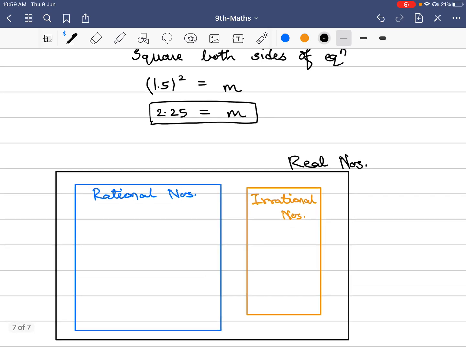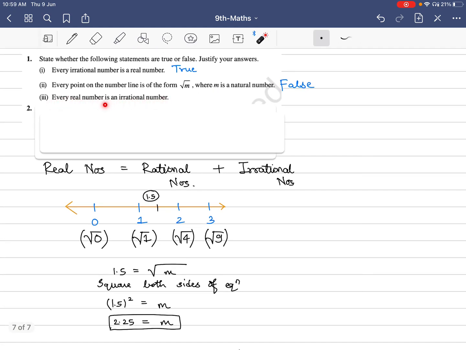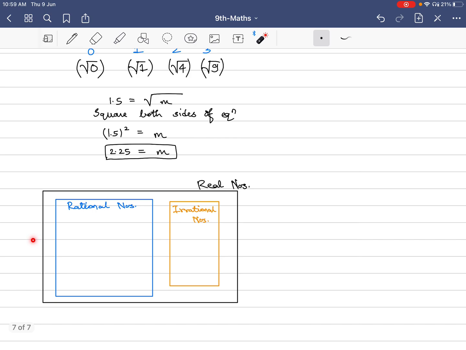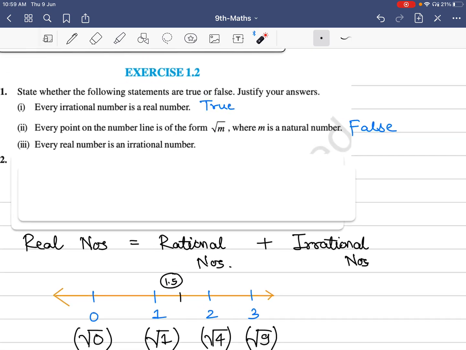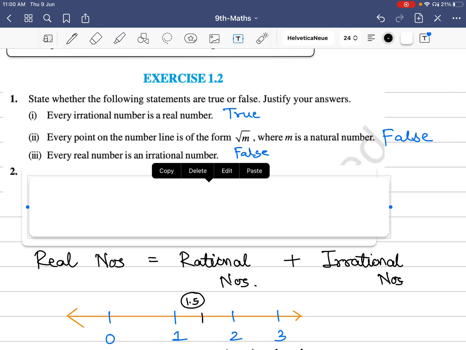So now the question reads that every real number is an irrational number. So is every real number an irrational number? No. Some real numbers are rational numbers and some are irrational. So again, this is basically testing the definition of real numbers. If you know the definition of real numbers, you can very easily conclude that this statement is false. So I'm going to mark here false. So this completes our question number 1 from exercise 1.